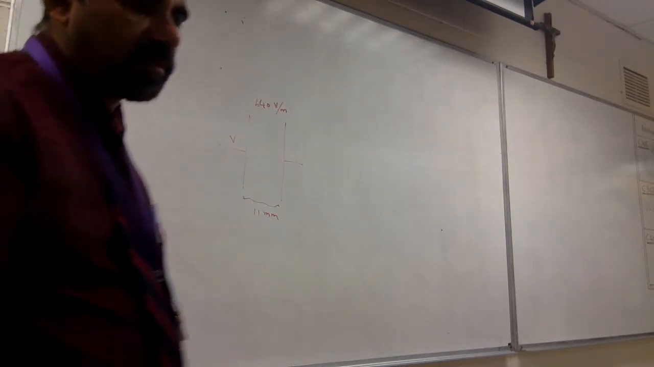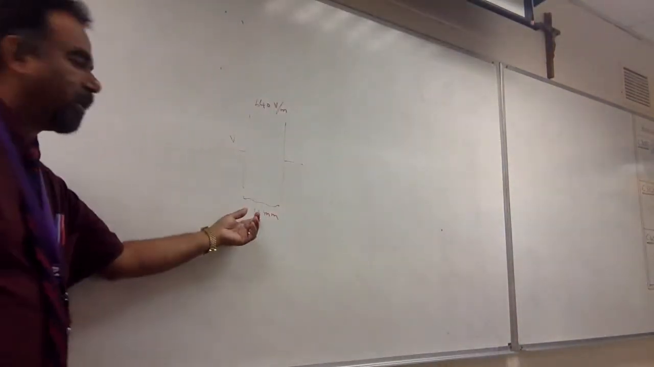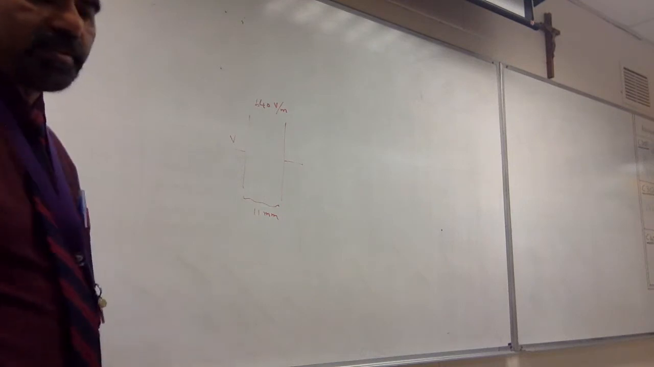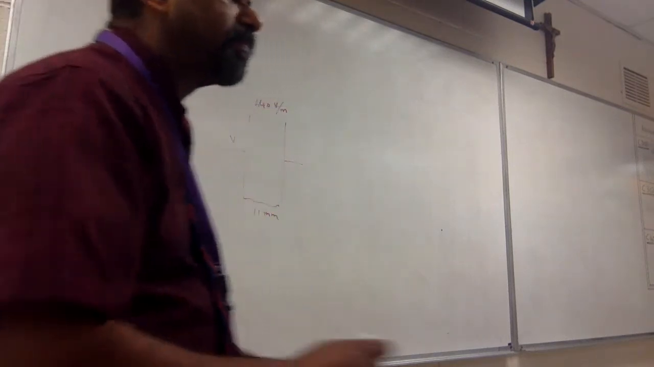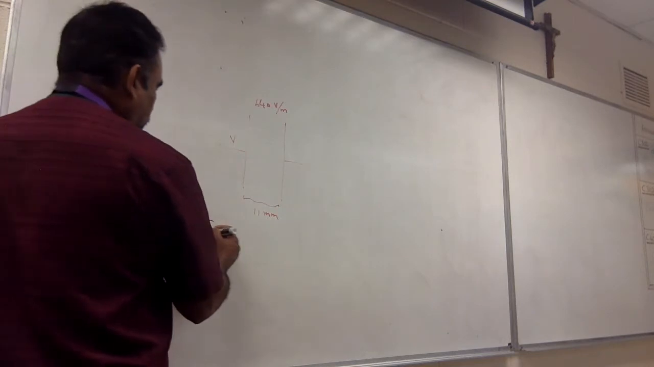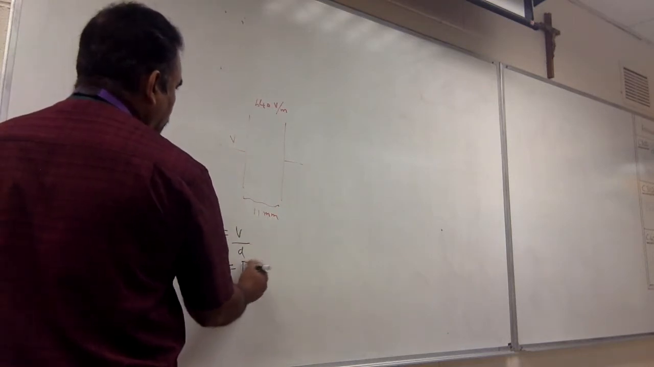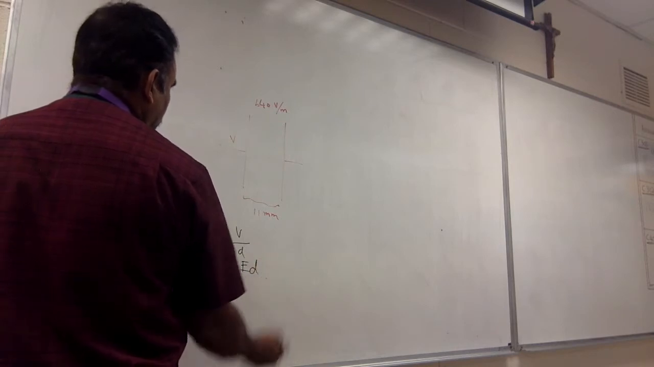Yes? Is it 7.04 volts? I don't know the answers, but how much? 7.04. Yeah, I don't think so. You change millimeters to meters? What formula did you use? E equals V over D. Okay. So V is ED, is it?